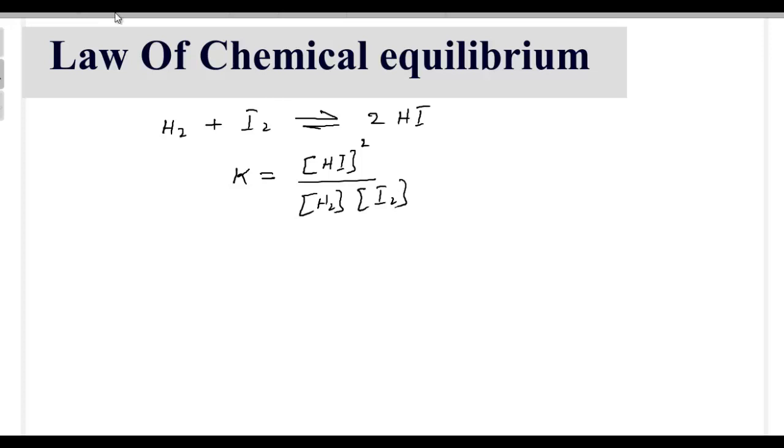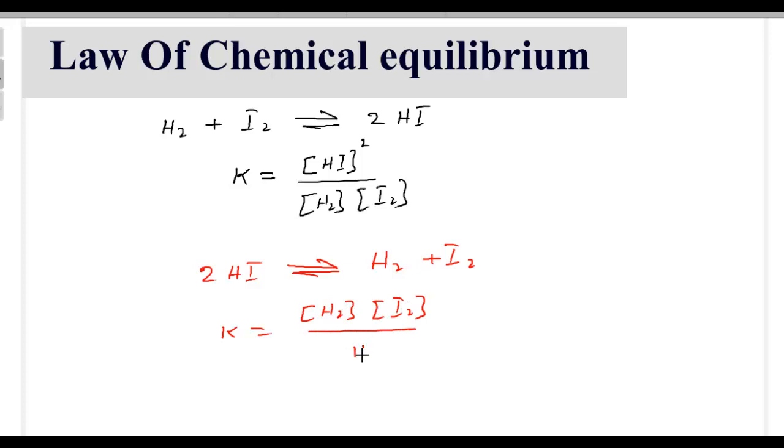And what if you reverse this reaction? If I start the reaction with HI, HI is in equilibrium with H2 and I2. So what will be the equilibrium constant for this reaction? It will be equal to the concentration of the products, hydrogen times iodine, divided by HI to the power 2. This will be the equilibrium constant for the reversed reaction. So if you reverse the reaction, the equilibrium constant will be different, correct?